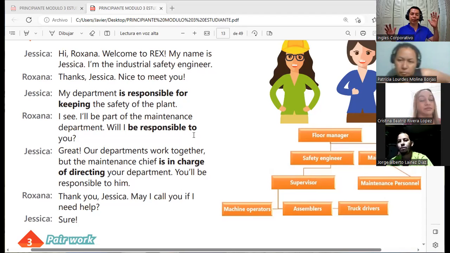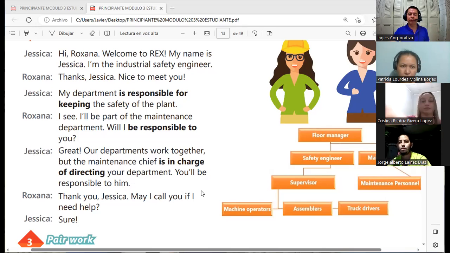So we have the maintenance department, right? And the safety engineer, right? And then it says, but the maintenance chief is in charge of directing your department. You'll be responsible to him. Thank you, Jessica. May I call you if I need help? And Jessica says, sure, no problem, right? Then here we have the chart. Look, the organization chart, the organigrama, right? Here we have the floor manager. This is Jessica, and this is Roxana, right?